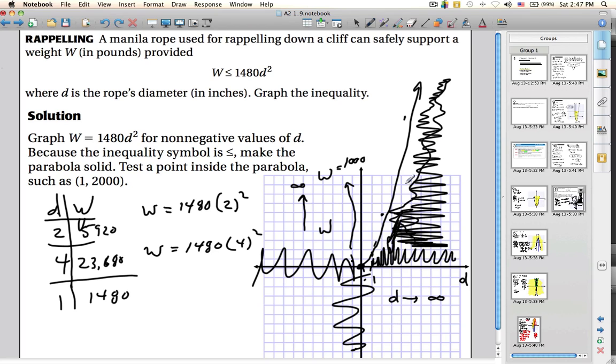Okay, so this is finding an answer range. Obviously, if I used a 4-inch diameter rope and I only wanted to support 1,000 pounds, it's going to be easy because it can support up to 23,000 pounds. So 23,000 pounds and below. My line was solid because it was or equal to, and this is sort of addressing the problem by graphing.